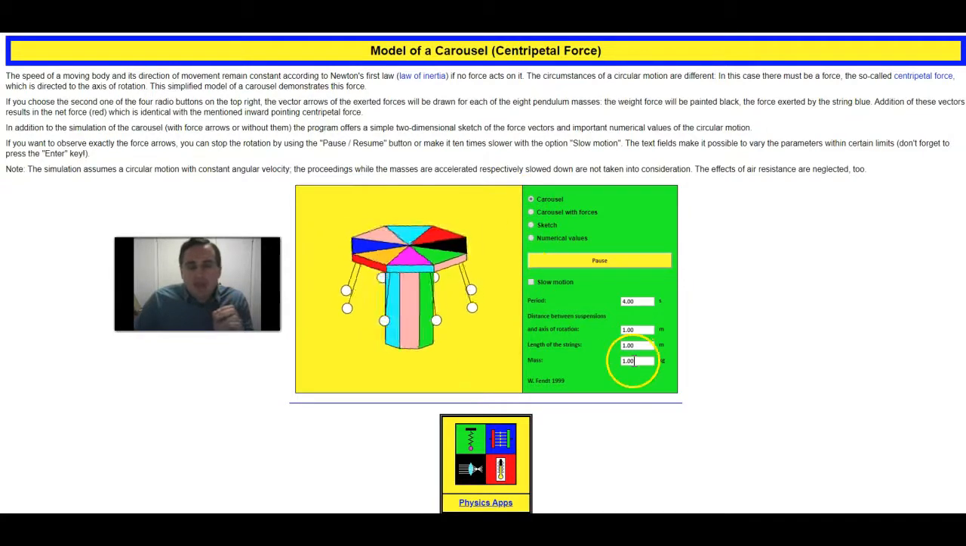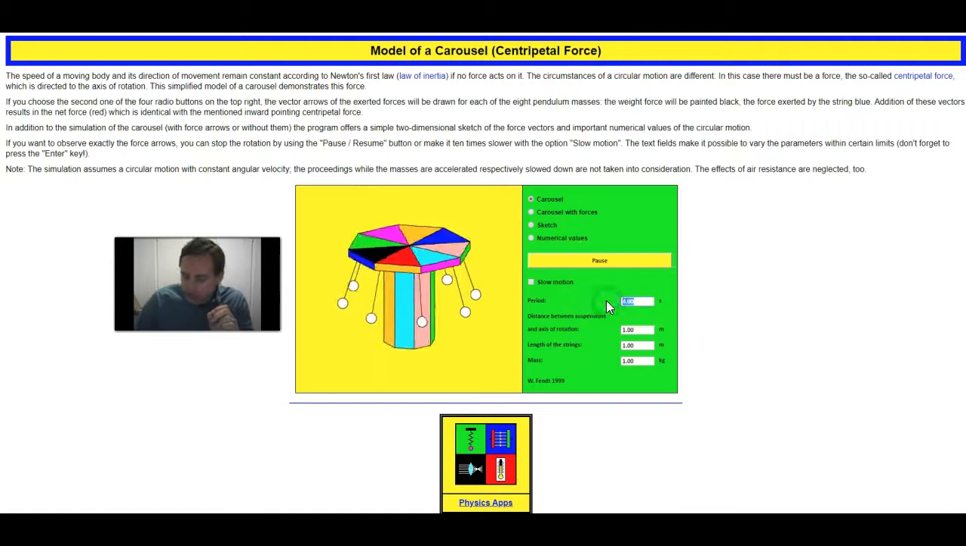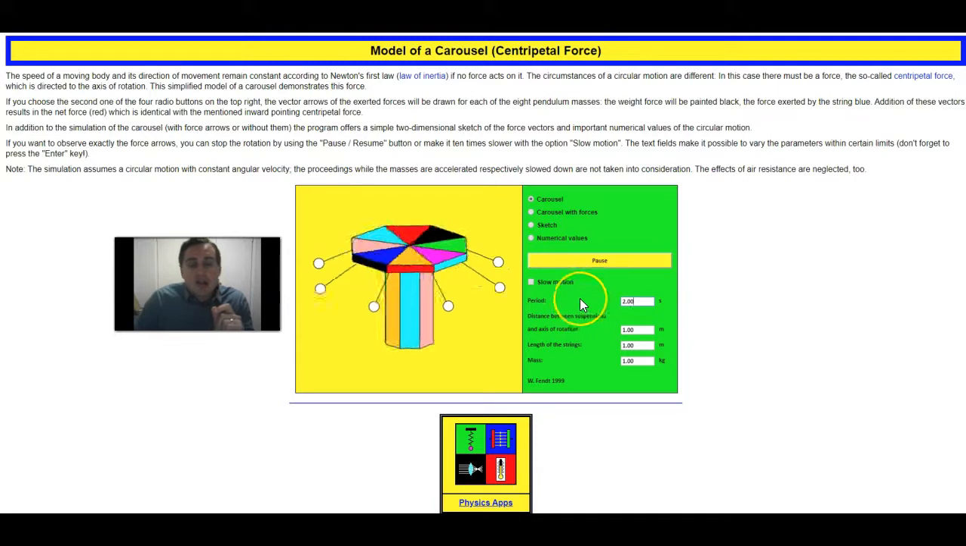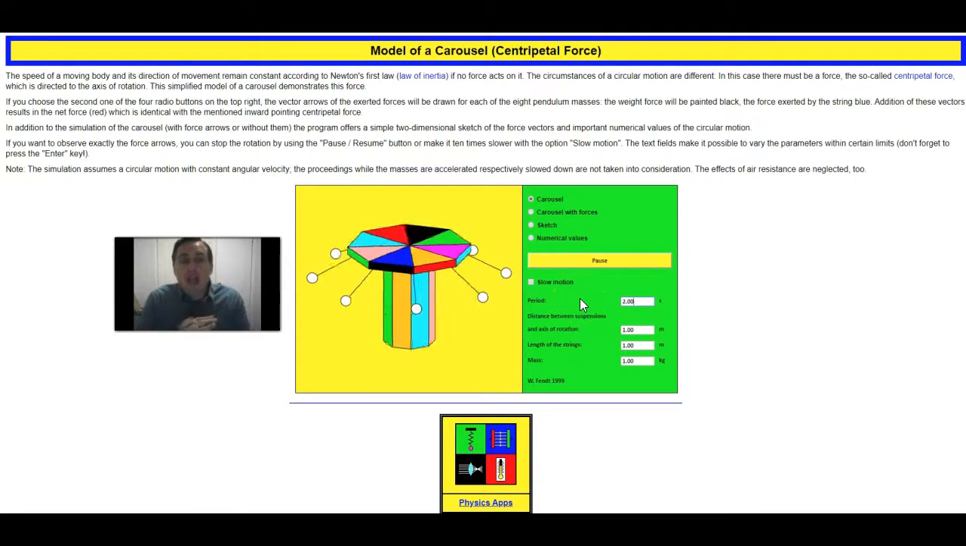And then let's keep the mass the same, and let's keep the distance from the suspensions to the axis and the length of the string the same. Okay. So let's go ahead and change this to 2.00 seconds for the period, and let's hit enter and see how things are different. Look at that. Notice that the angle is also larger, you notice. That is the angle from vertical. Let's think about why this is.